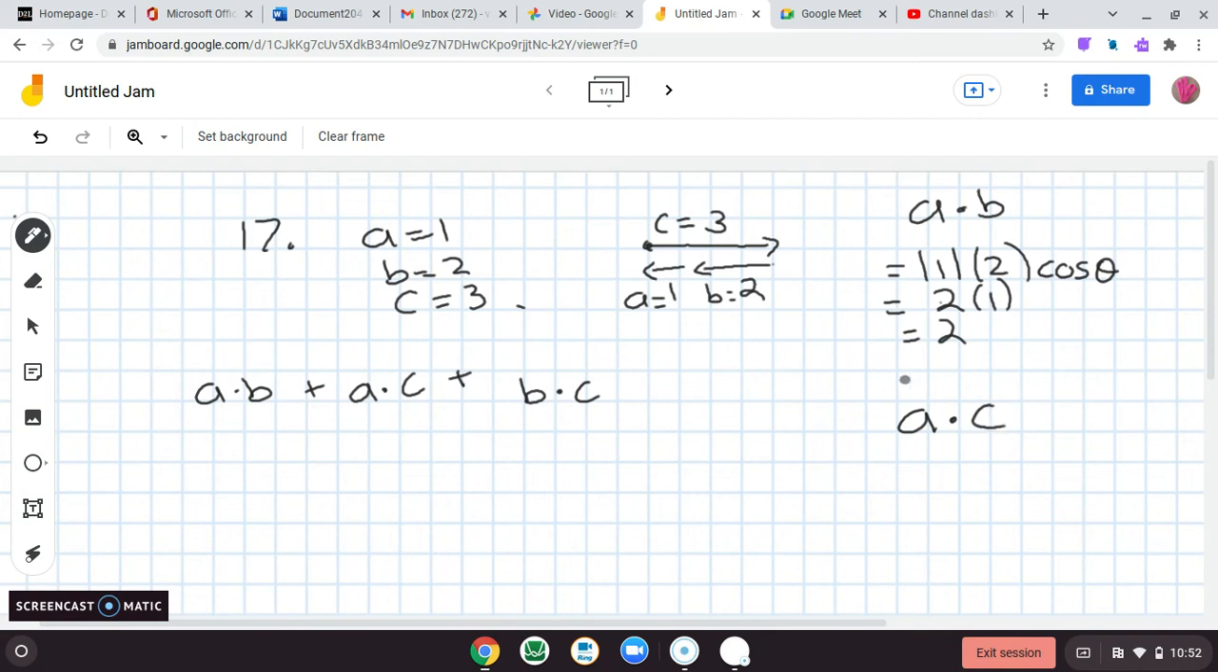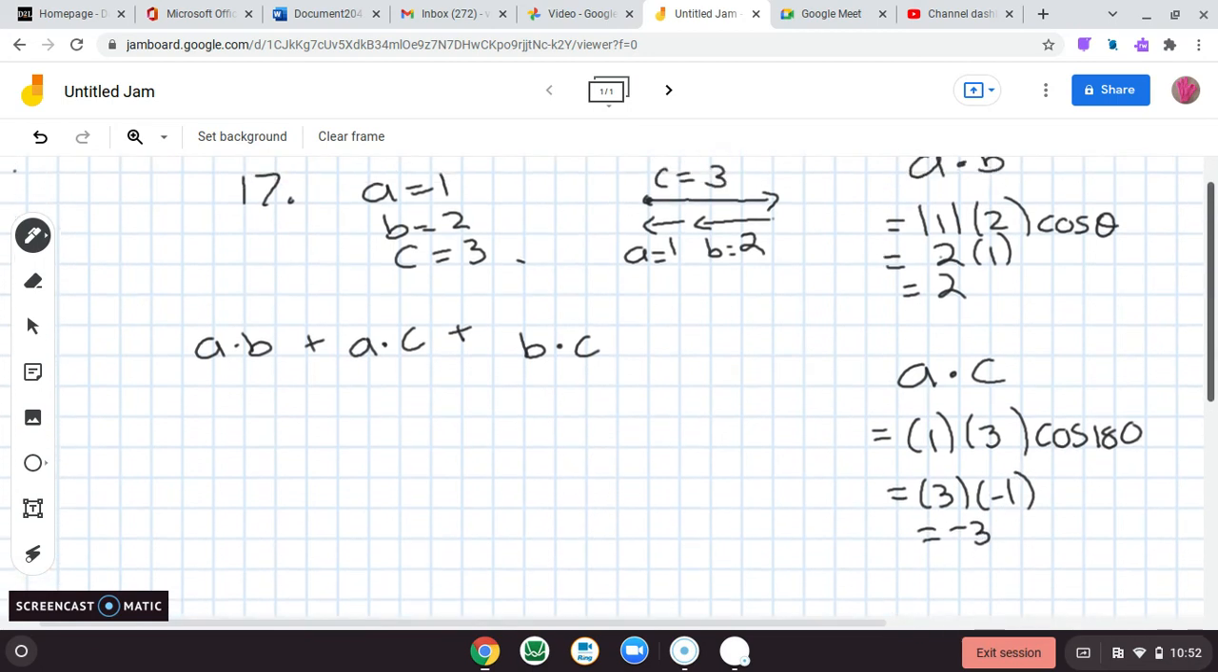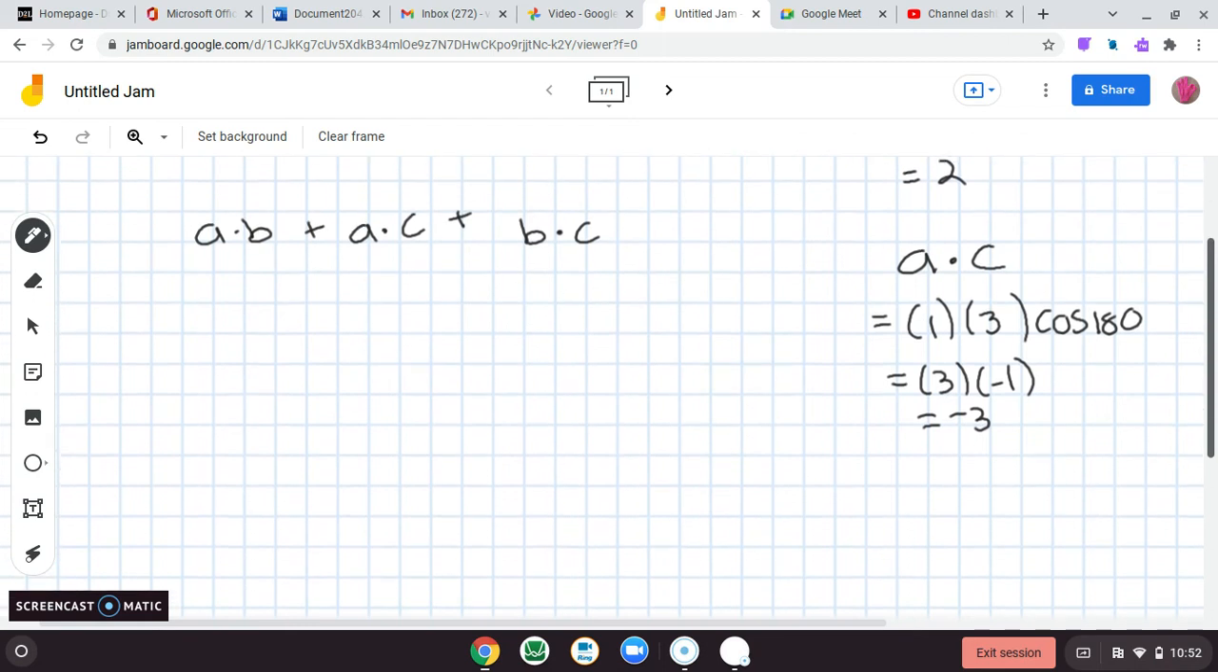You guys should probably try to pause the video and try this and see if you got it right. So a is going to be 1. C is going to be 3. Now if I add them tail to tail, you'll see that your a goes here. And our angle in the middle isn't 0, it's actually 180. It's going to be the cosine of 180, which is negative 1. So you're going to get 3 times negative 1, negative 3. Keep that aside. And now we finally have to do our b dot c.